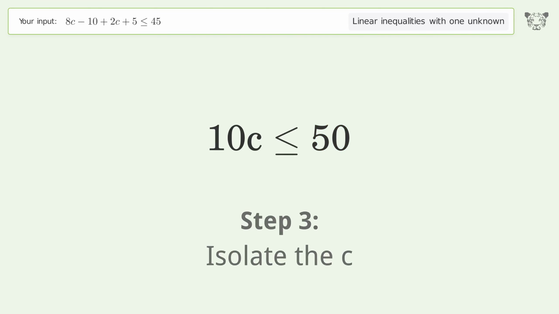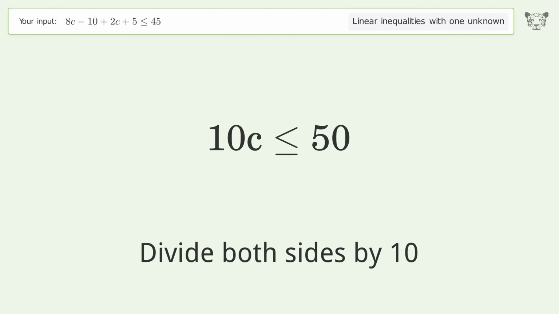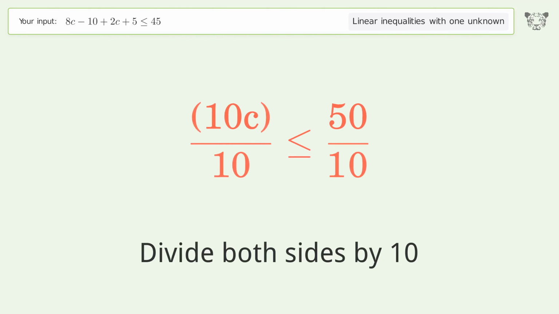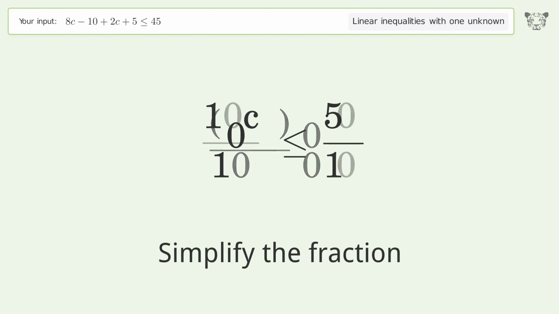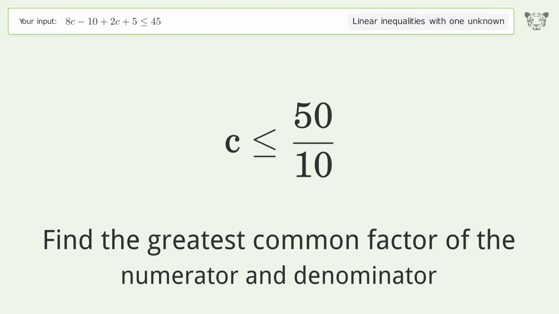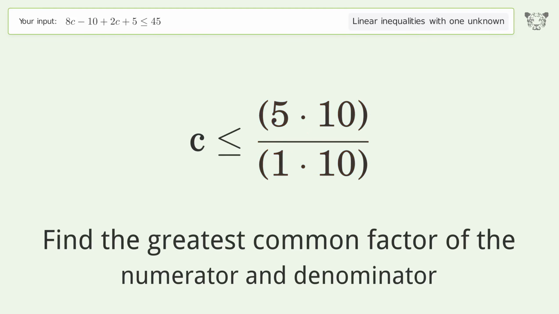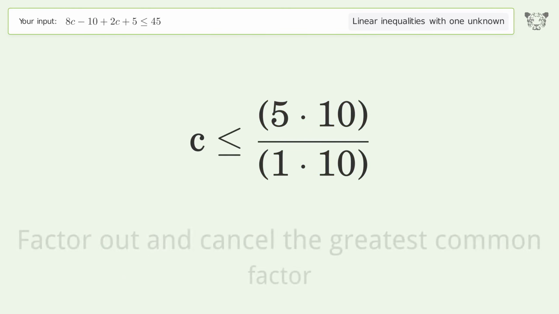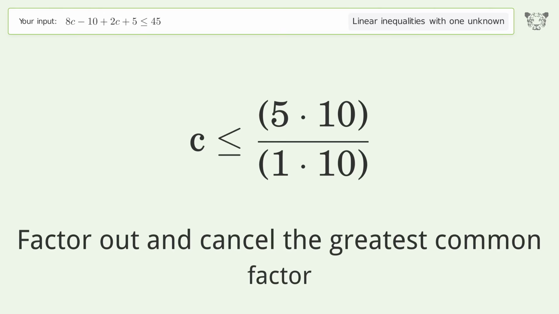Isolate the c. Divide both sides by 10. Simplify the fraction. Find the greatest common factor of the numerator and denominator. Factor out and cancel the greatest common factor.